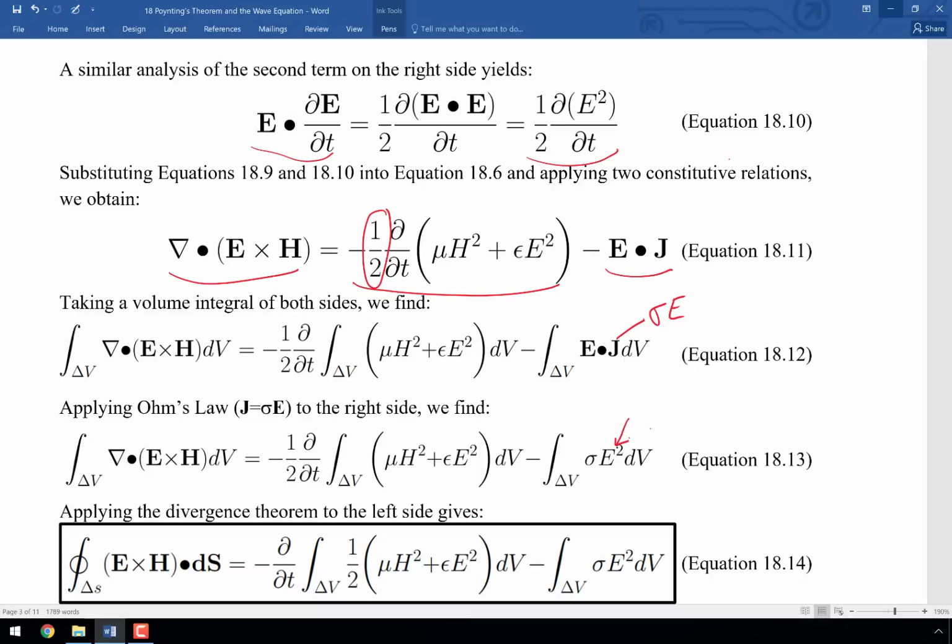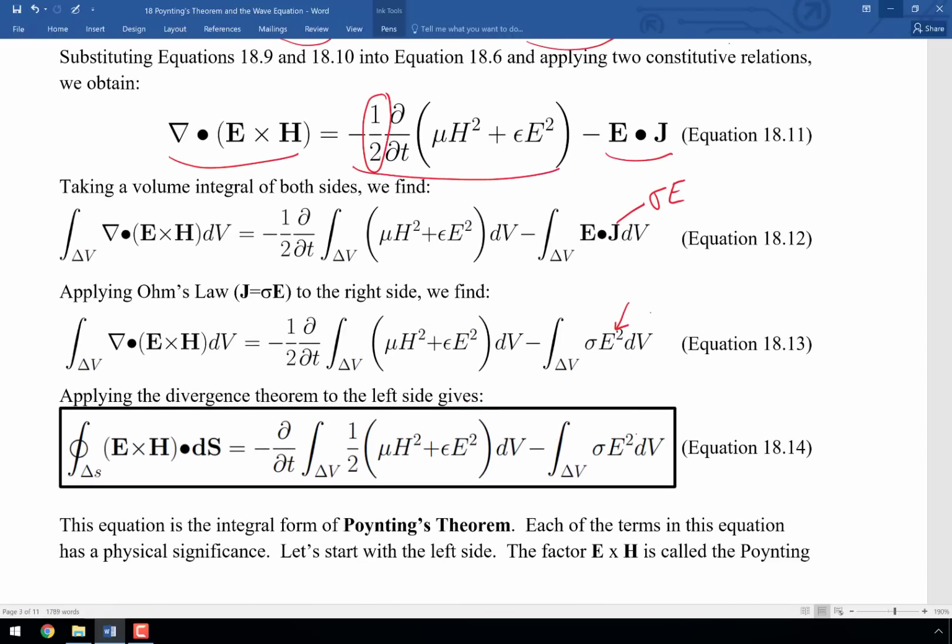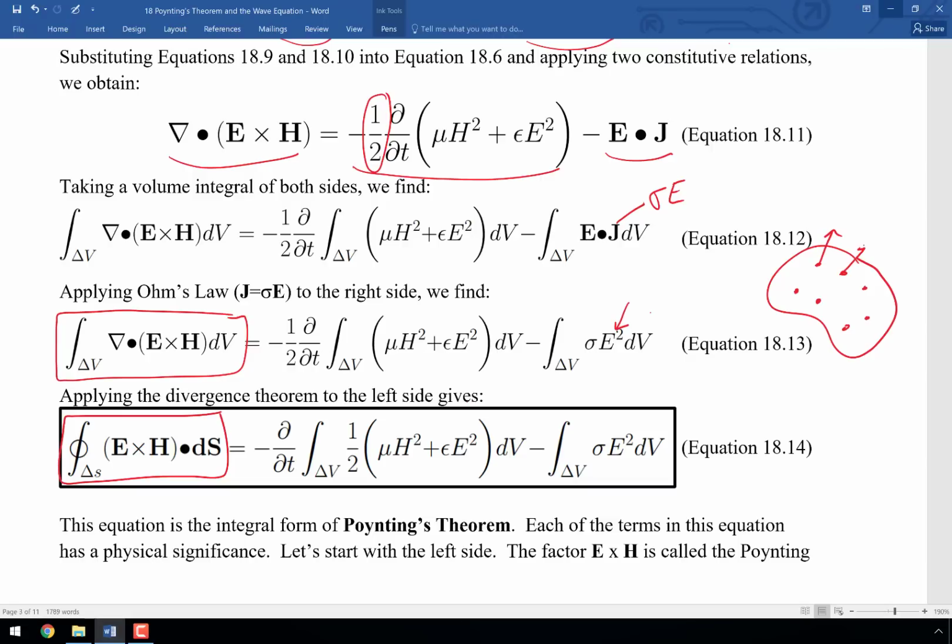And then let's see, we're also going to now apply the divergence theorem to the left-hand side. The divergence theorem, you might remember, says that if you have the volume integral of the divergence of anything, where in this case that anything is E cross H, that's going to be equal to the surface integral of that thing. In other words, if you've got a volume and there are some sources of vector inside of that volume, then you can determine how much source there is inside that volume by determining how much vector crosses the surface of that region. That's what the divergence theorem says.